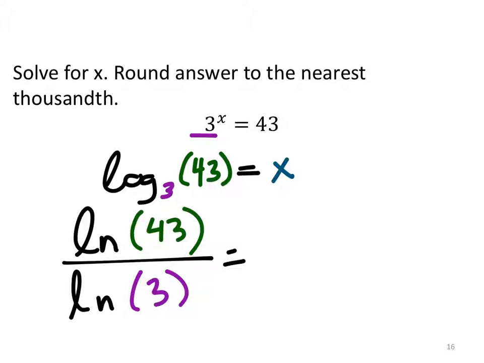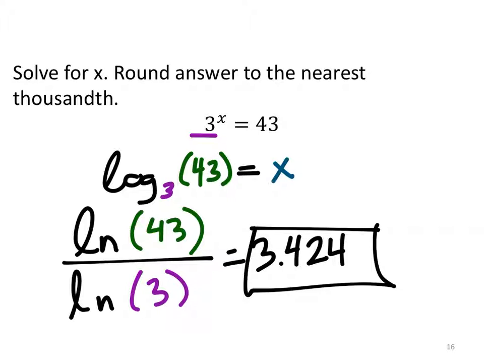So I'll just type this in: natural log of 43, close my parentheses, divided by the natural log of 3. And then I push enter, which is 3.4 thousandths, tenths, hundredths, and then I've got 3.5, so I'm going to round that 3 up to 4. There we go. And that would be my answer for this.